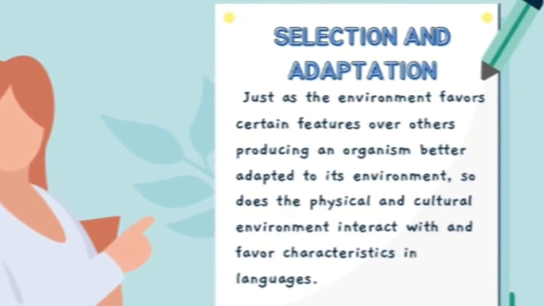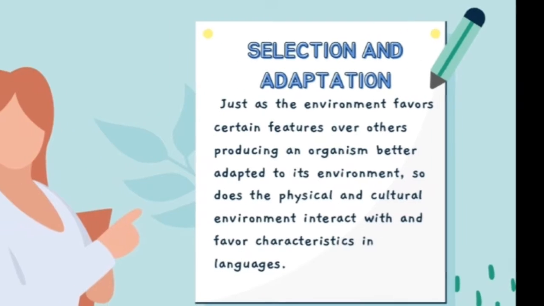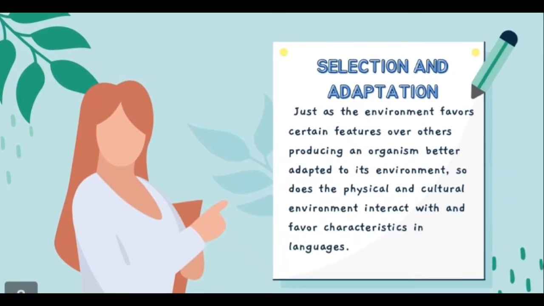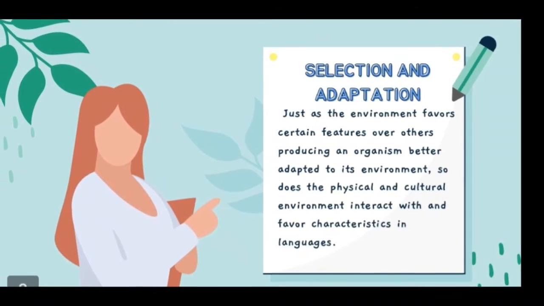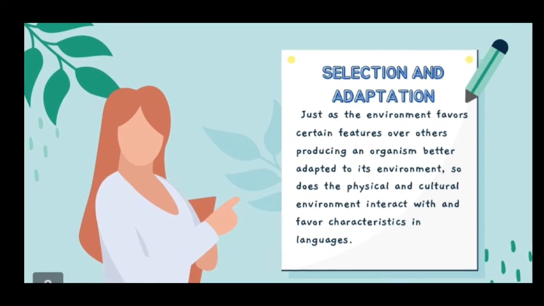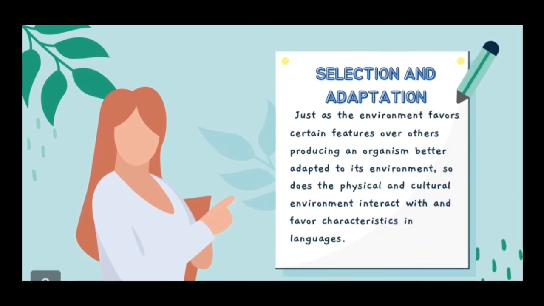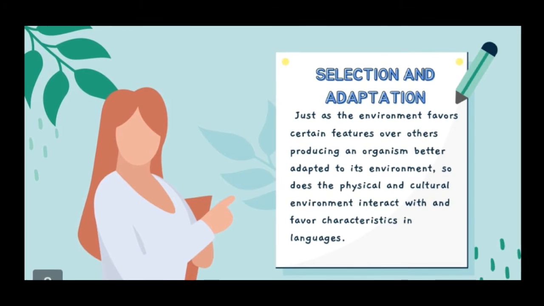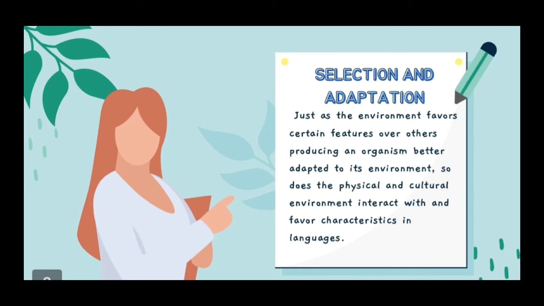The fifth property is the selection and adaptation. Just as the environment favors certain features over others, producing an organism better adapted to its environment, so does the physical and cultural environment interact with and favor characteristics in languages. Both human and natural selection operate to shape a language. In this sense, languages are also adaptive. That is, languages are interactively involved in making accommodations to their environment.